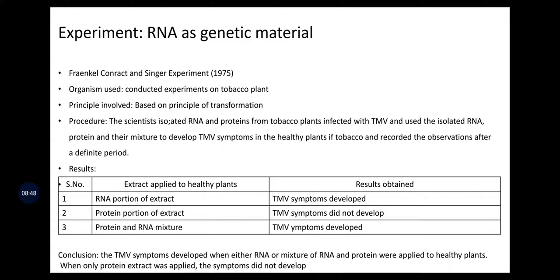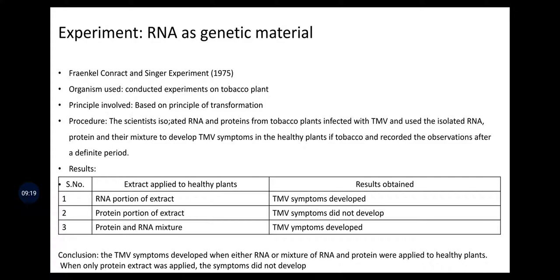The first attempt was made by Frankel, Conrad and Singer in 1975. Here the host organism used was the tobacco plant and the virus was tobacco mosaic virus. The principle involved was the simple transformation technique. Scientists isolated RNA and protein from tobacco plants infected with TMV and used the isolated RNA, protein and their mixture to develop TMV symptoms in healthy plants.